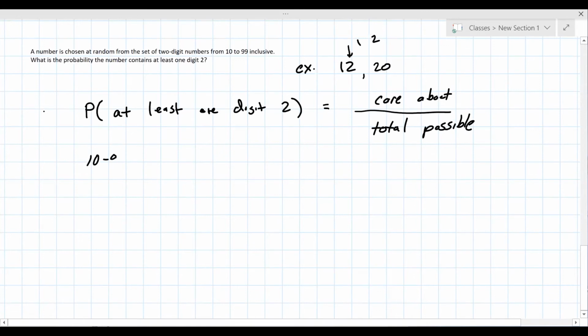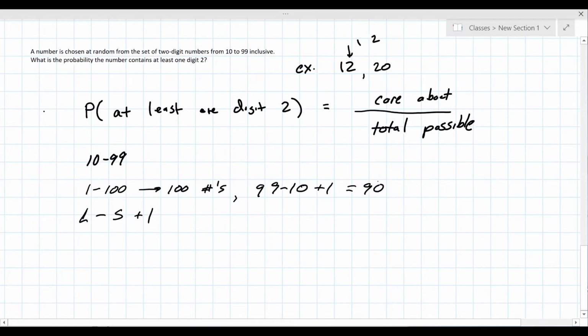So 10 to 99, if you're not sure how to count that, we know that from, for example, 1 to 100 is 100 numbers. Well, how do we get that? Well, we take the large and we subtract the small and we add 1 to it. So here we're going to subtract 99 minus 10, and then we're going to add 1 to it. So that means that there are 90 total possible. So the probability of at least one digit that's a 2, we know is going to be over 90.